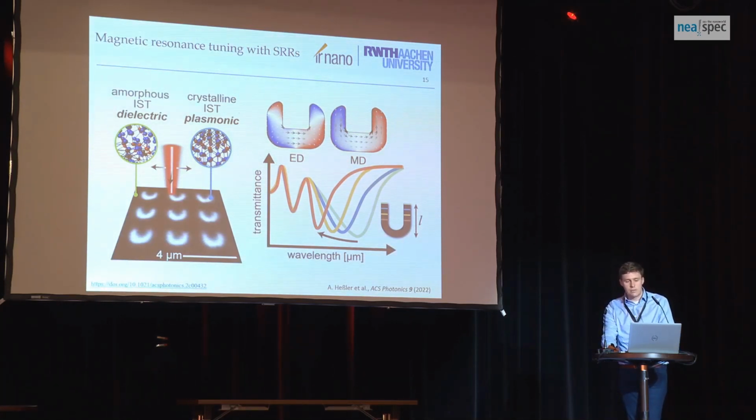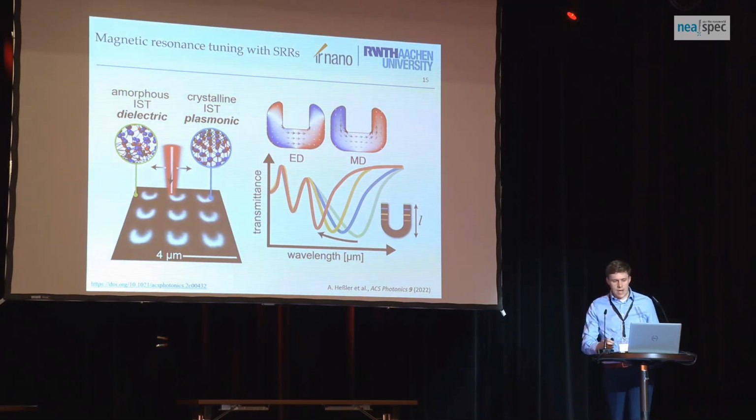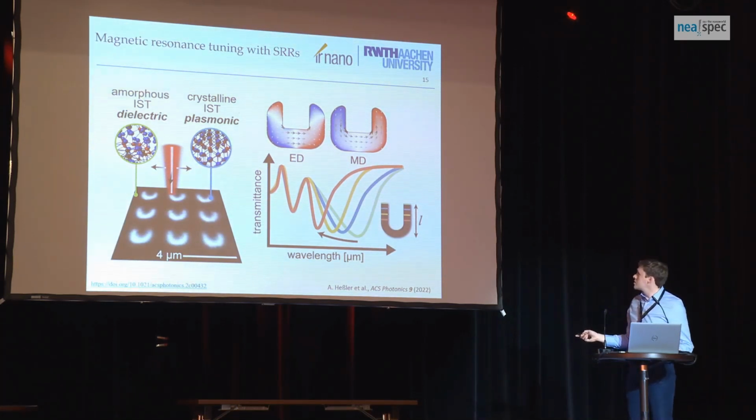So we tuned the magnetic resonance. So far, I only showed dielectric resonances, and we can tune this magnetic resonance by creating such split ring resonators. And then we change the length, the arm length of these resonators. And the shorter the arm length, the shorter the resonance wavelength. And this is shown here as an illustration.